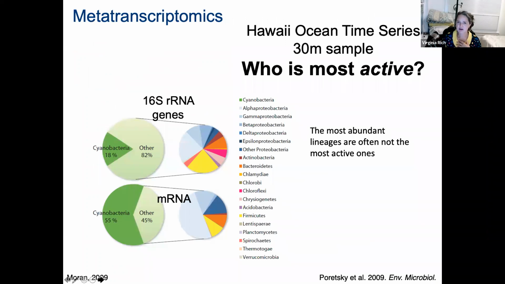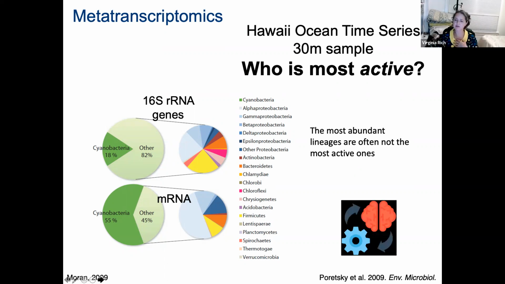Okay, so metatranscriptomics can tell you things like who is most active. Let's ignore the particular details here. What we've seen in Stordal and Meyer and a lot of other sites is that the most abundant lineages are often not the most active ones, and the most active ones are not the most abundant ones, reciprocally.